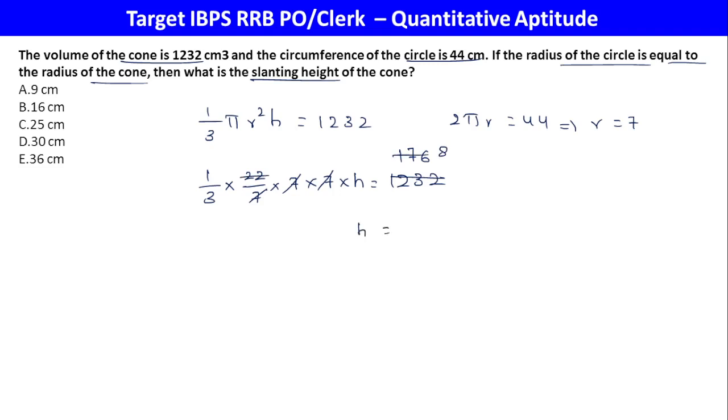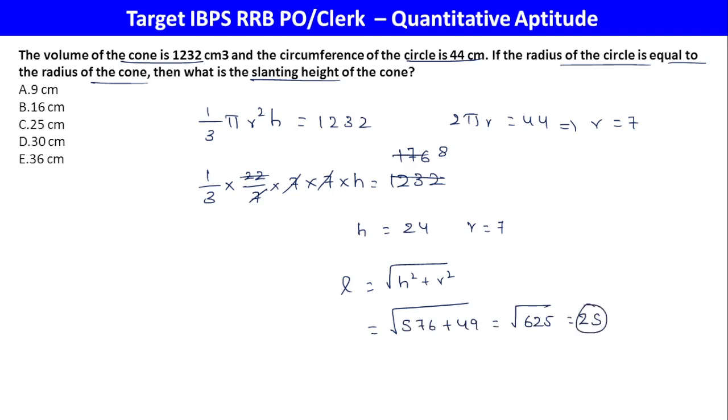The height h is equal to 24, 8 times 3. Radius is 7, slant height l is equal to the square root of h square plus r square: 24 square is 576 plus 49, which is 25 square, the square root of 625. 25 is the answer. Option C is the correct answer for this question. If you remember Pythagorean triplets, you can put the answer directly. Right? Yes. Next question.